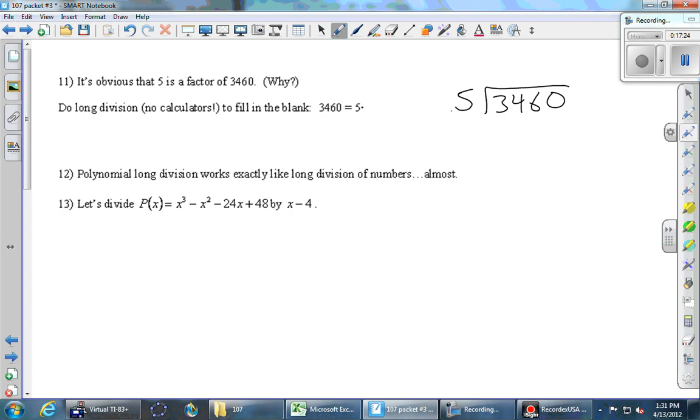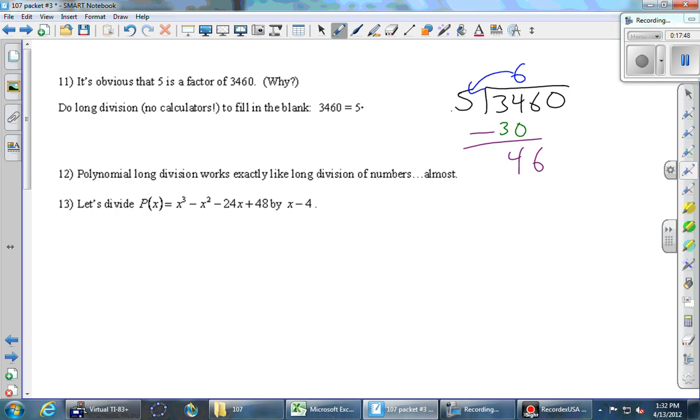Does 5 go into 3? No, we move on. Does 5 go into 34? Yes, how many times? 6. Then what do we do? Then you do 6 times 5 and you put the answer down below. Then we get 30. Then what do we do? And we subtract. And we get 4. And then you bring the 6 down, the next thing, and then you repeat.